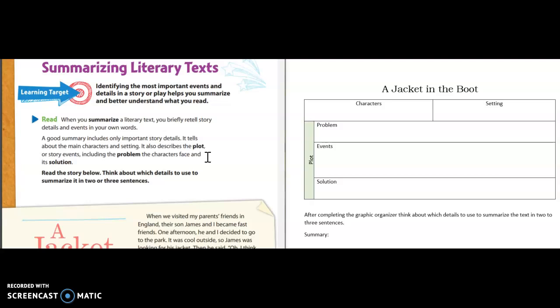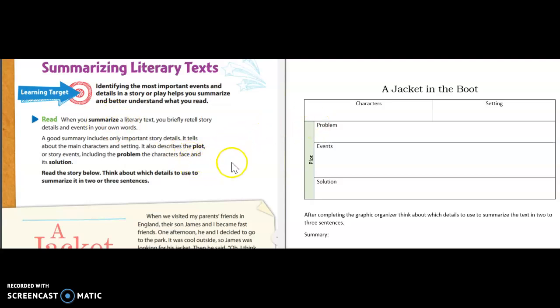Well, if you really pay attention to some of the most important events and details in a story or in a play to help you then summarize, guess what? You're going to better understand what you have read. And after all, reading is thinking. If we're not thinking while we're reading, then we're really not reading. So let's jump in and see how good readers summarize a literary text.